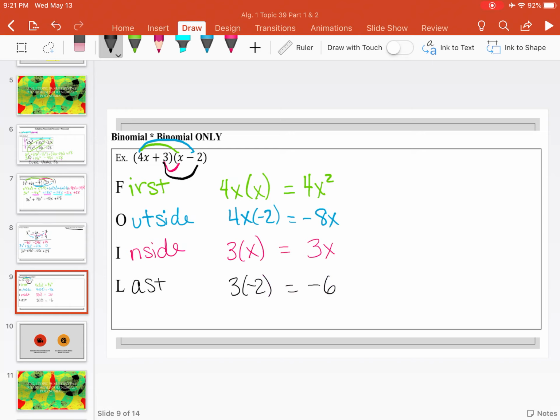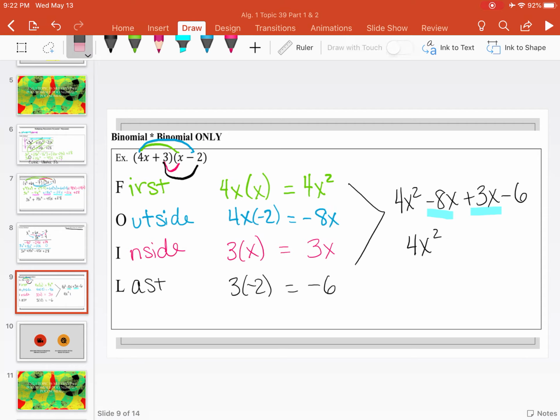Now we have all of our products. We're going to combine them. So we have 4x squared minus 8x plus 3x minus 6. Our like terms here are our linear terms, negative 8x and positive 3x, which gives us 4x squared, not plus, goodness, minus 5x minus 6.